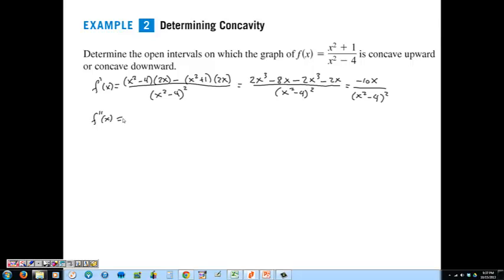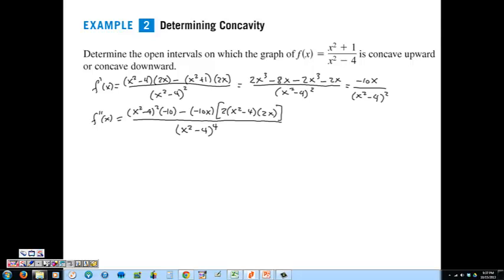Second derivative. Okay, I have the denominator times the derivative of the numerator minus the numerator times the derivative of the denominator, chain rule, all over x squared minus 4 to the 4th. Okay, now I'm going to try to cancel one of these here. So I think I can go ahead and do that now, if you don't mind.